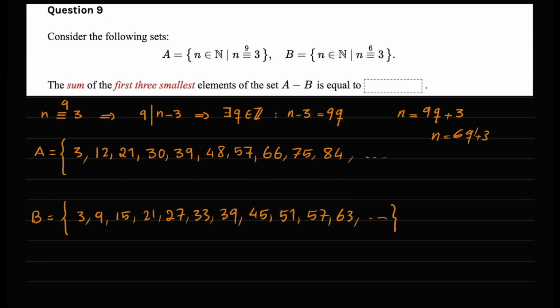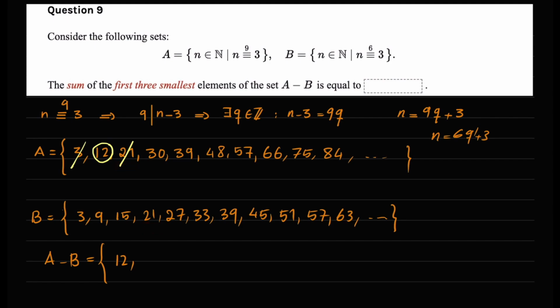Okay, now what I will do, I want to write A minus B. It means I am interested in all elements that are in A but not in B. So I cannot write this one because 3 is in A and B. The first number that I can write is 12 because 12 is not in the list below. So I will write 12 first. And then what happens? I cannot write 21 because 21 is also here and there.